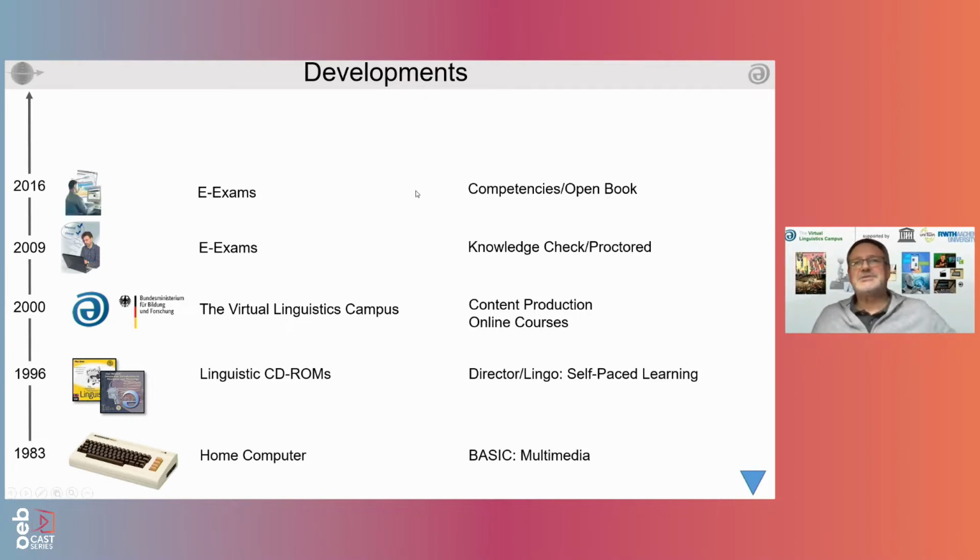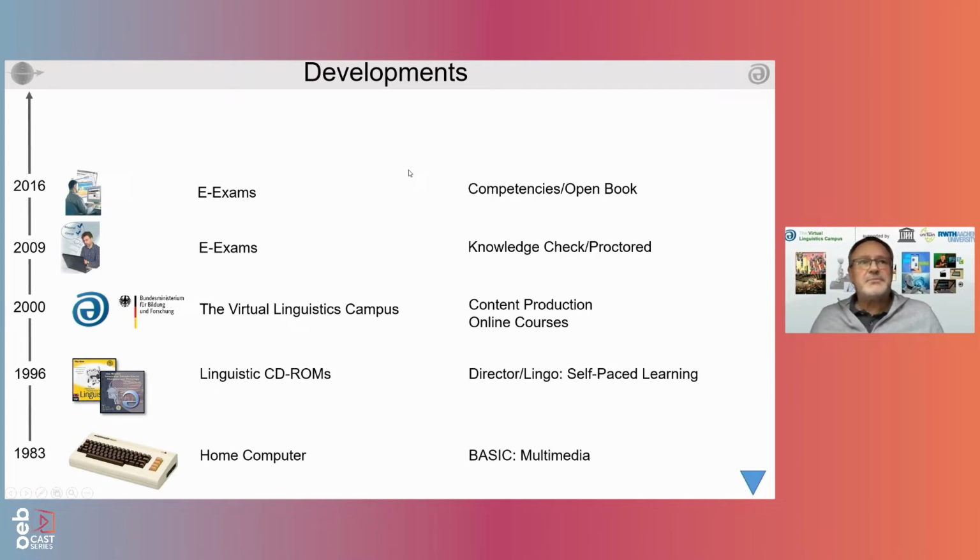So in 2016, we changed our electronic exams to competence exams. And instead of using knowledge questions, we used competence check questions. And instead of using proctoring, that is the supervision of the participants, we allowed the internet in the electronic exams, thus creating open book exams.